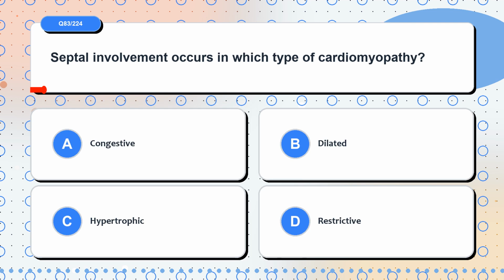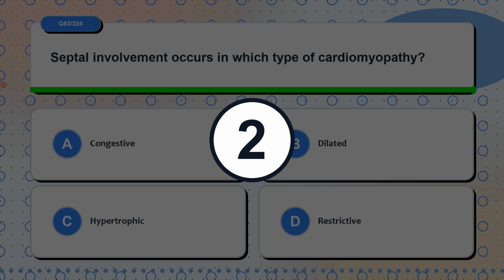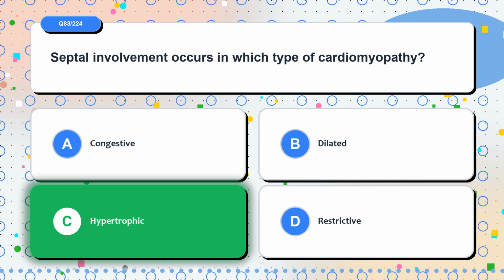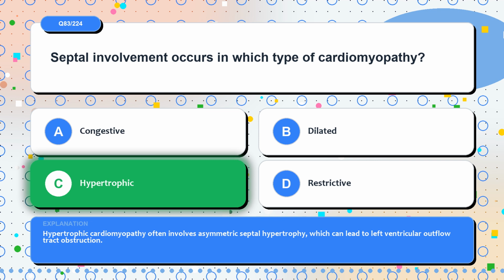Question 83. Septal involvement occurs in which type of cardiomyopathy? Here are the options. Option A. Congestive. Option B. Dilated. Option C. Hypertrophic. Option D. Restrictive. The correct answer is option C. Hypertrophic. Hypertrophic cardiomyopathy often involves asymmetric septal hypertrophy, which can lead to left ventricular outflow tract obstruction.